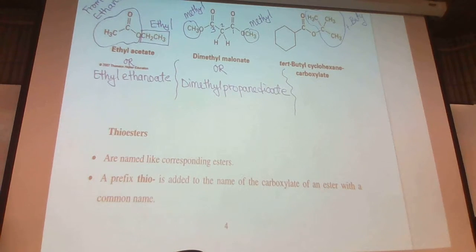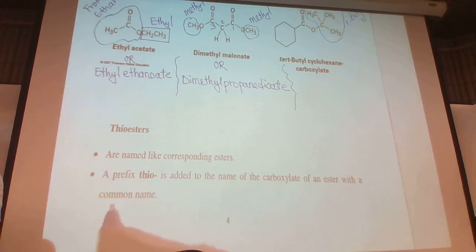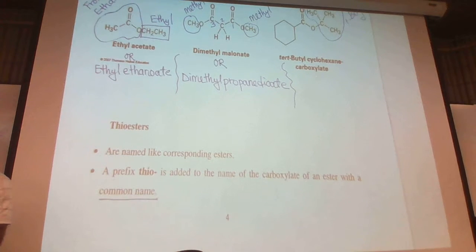Thioesters. If you want to name thioesters, you name them like their corresponding esters. Okay, which we just did, the esters. But to indicate the changes in the structure, the substitution where the O has been substituted with S, you're going to put the prefix thio to a carboxylate that came from a common name. Okay?